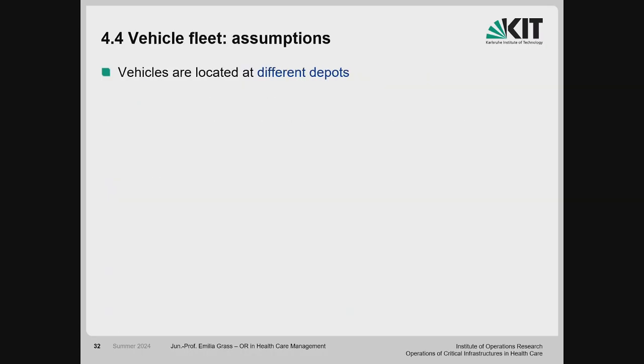So what kind of assumptions do we have? First of all, vehicles could be located at different depots, not necessarily, but especially large hospitals, like also Karlsruhe Hospital, they have several depots. And that means we have to plan with vehicles that are located in different locations, so we have to take this into account.